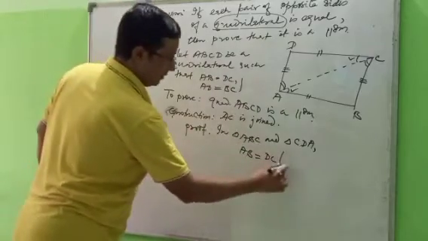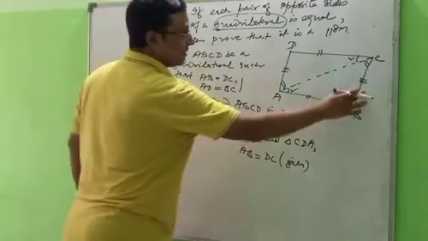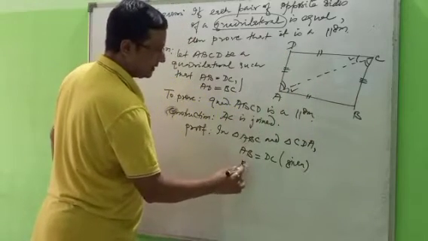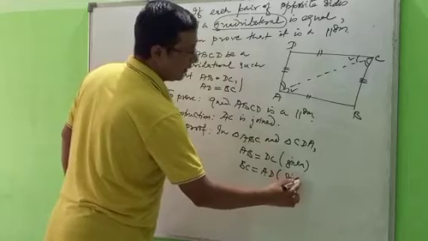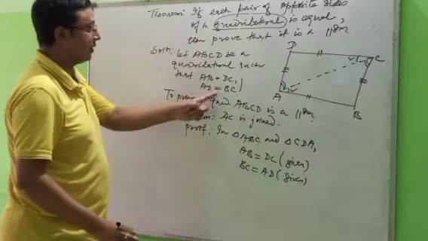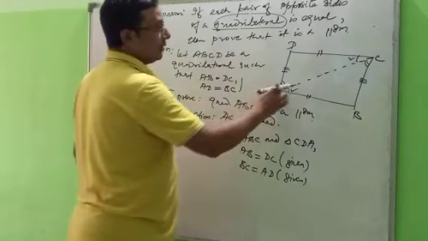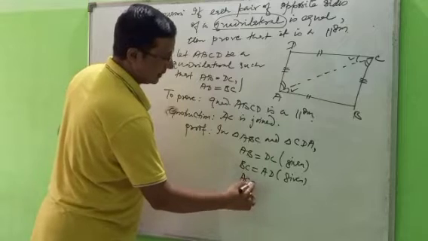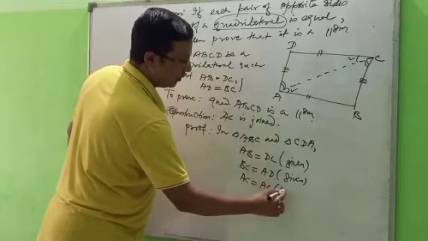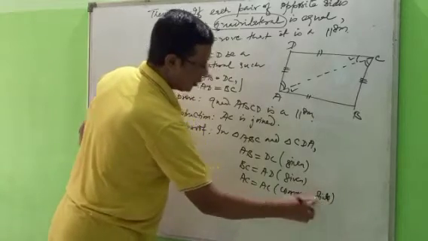So here you will write given. Then the next one is BC equals AD. This is also given. Then you have got the common side AC. So AC equals AC. This is the common side.